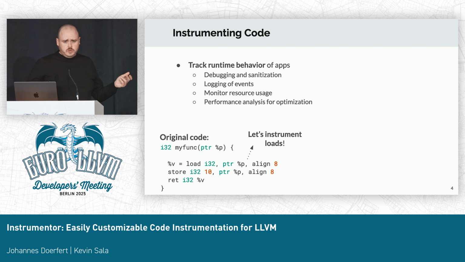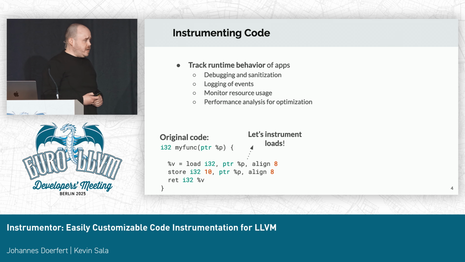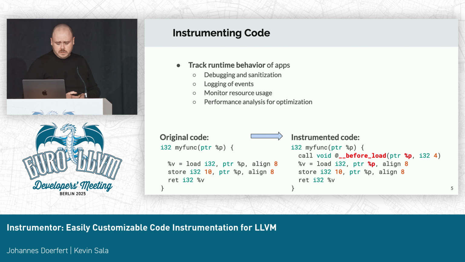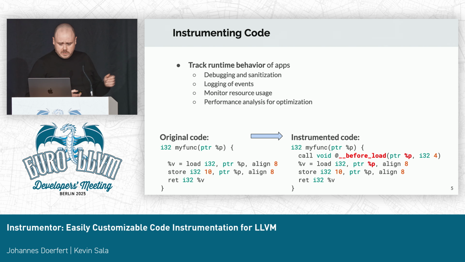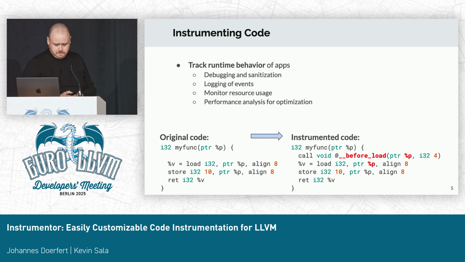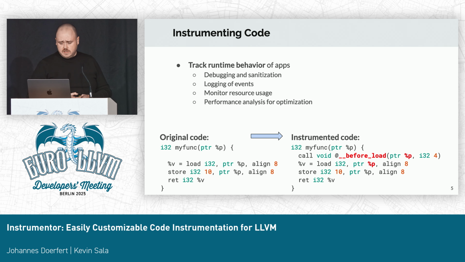So let's say that we want to instrument the load operations and forward some information about the operation to a runtime component, a library, that will perform some processing of that information later. So we can generate the instrumented code that, before the load, just calls the runtime component. It's an instrumentation call, and it passes some information about the load operation, like the pointer and the size of the access, which in this case is 4 bytes.